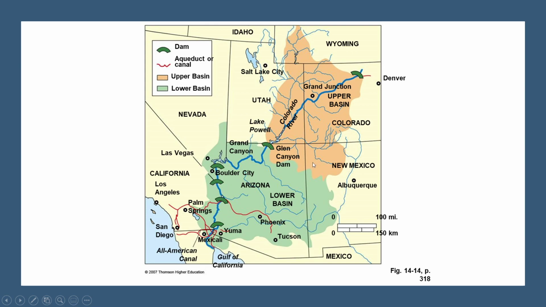The upper basin of this watershed is this orange area. The lower basin is this area down here. And then there have been aqueducts created to transport water to Southern California and southern Arizona to provide those cities with drinking water.